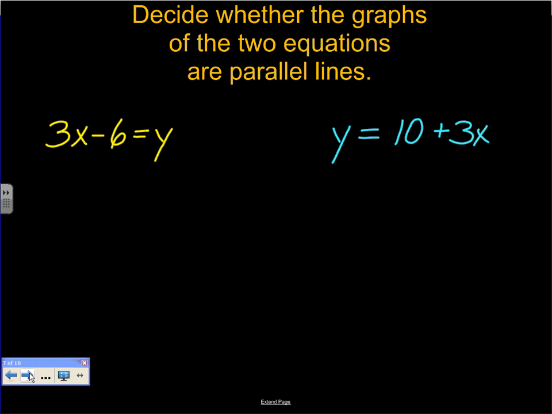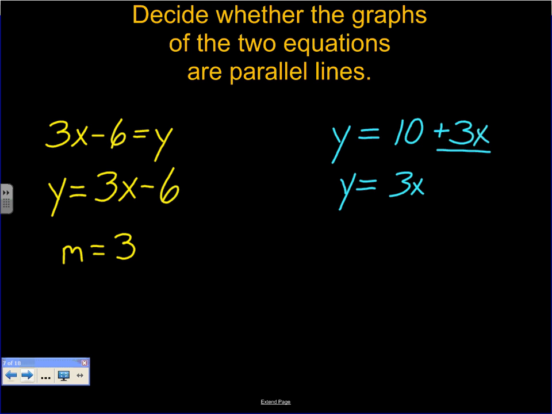For the left side, the yellow equation, we're just basically going to rewrite it. We're going to put the y is equal to on the left side 3x minus 6. This is in slope-intercept form, and therefore m is equal to the 3. On the right side here, we just have to do a little rearranging here. This 3x is positive, so we're going to put a positive 3x there, and this 10 is also positive, so that's why we put a plus 10. And the slope in this case, y equals mx plus b, m is going to be equal to 3.